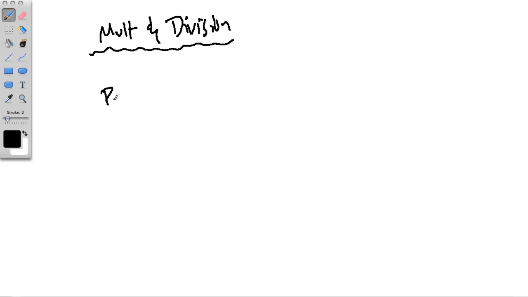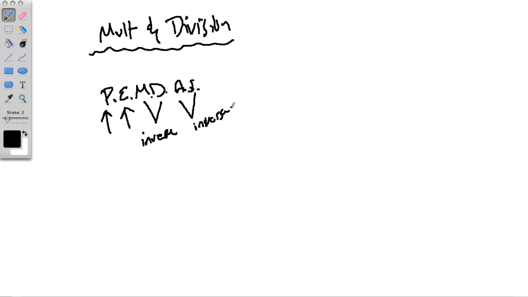The way we do that is we use the order of operations, which is commonly referred to as PEMDAS, where parentheses are dealt with first, then exponents and roots. Multiplication and division are inverse operations, so we deal with them from left to right. And addition and subtraction are also inverses, so we deal with them from left to right.